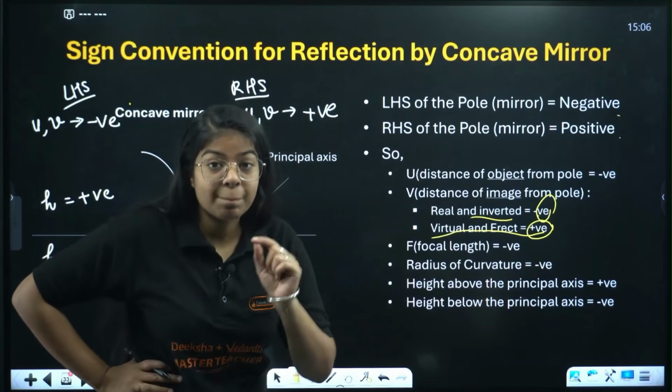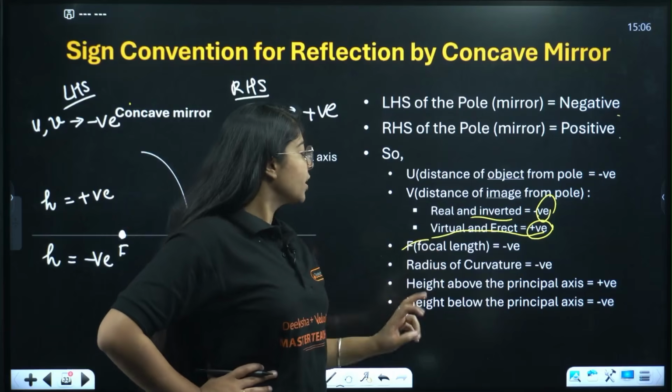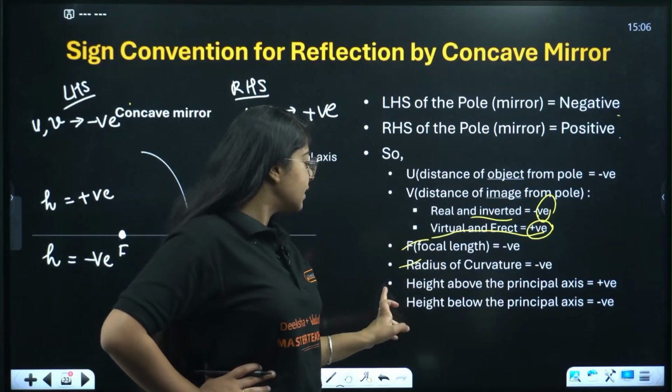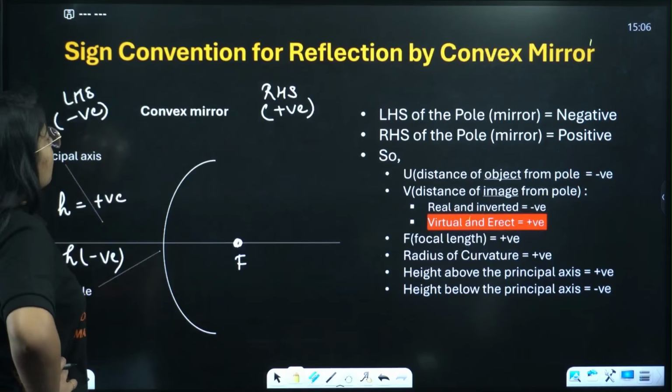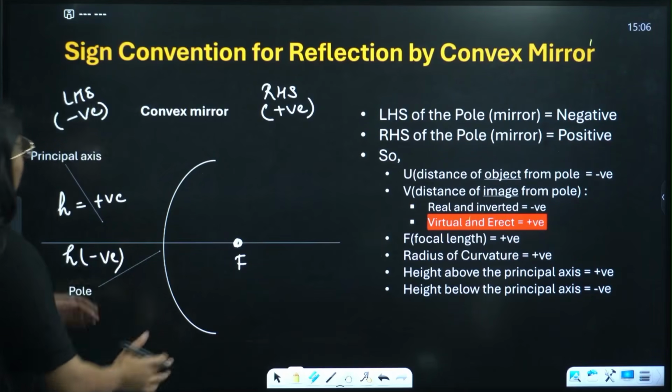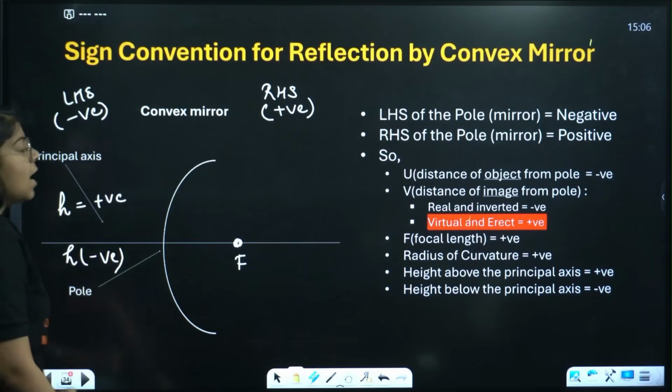In case of mirrors, focal length of concave mirror negative, radius of curvature again negative, height above positive, below negative. Then moving on, sign convention of convex mirror, again left hand side negative, right hand side positive, height above positive, height below negative.